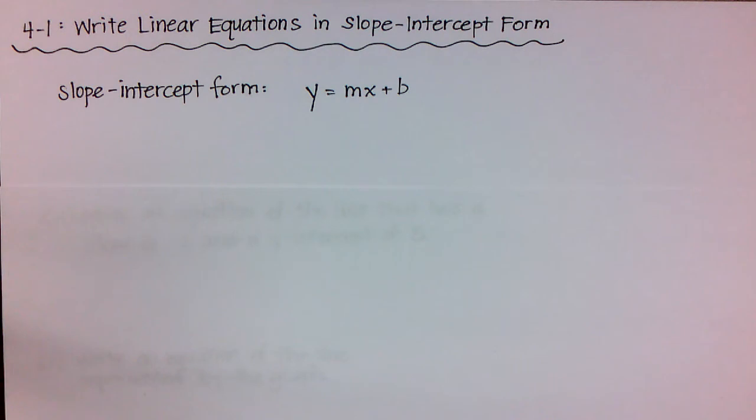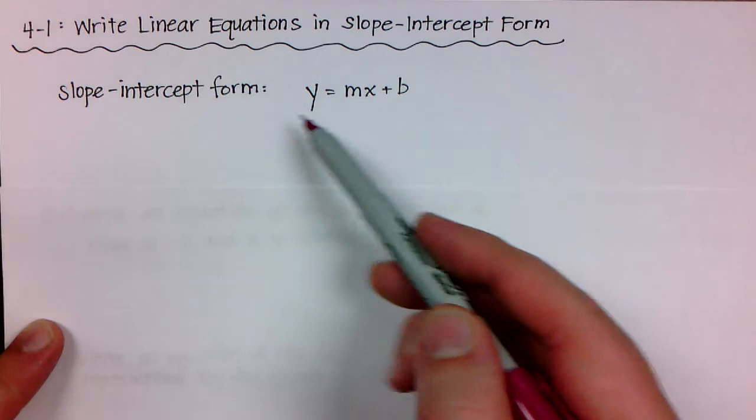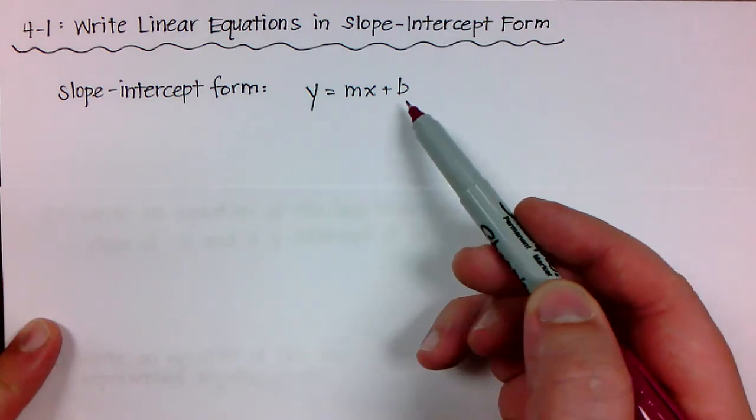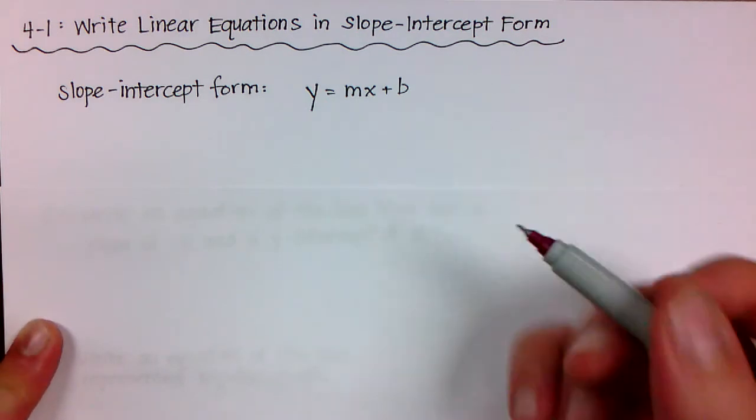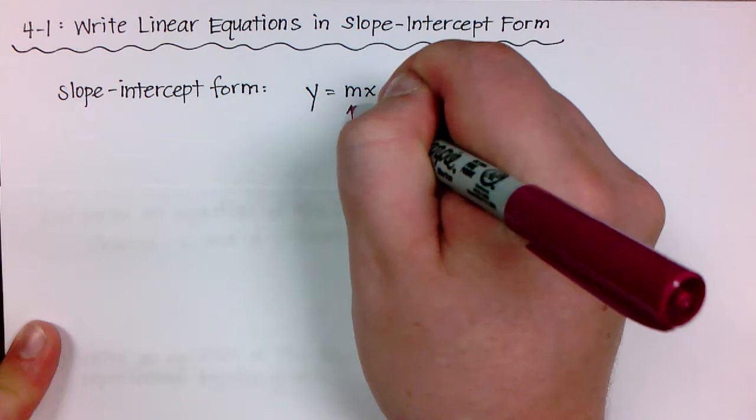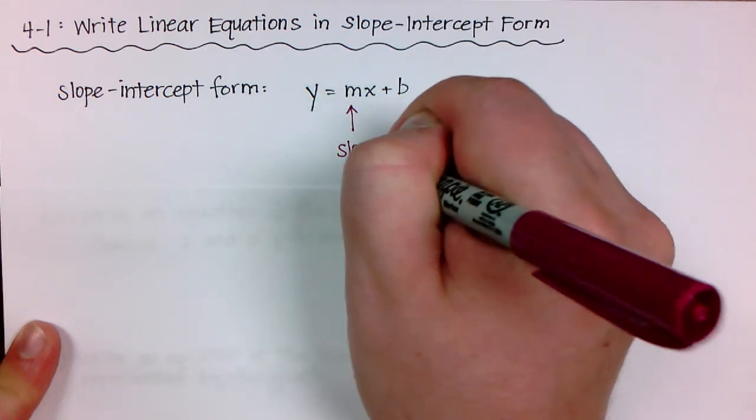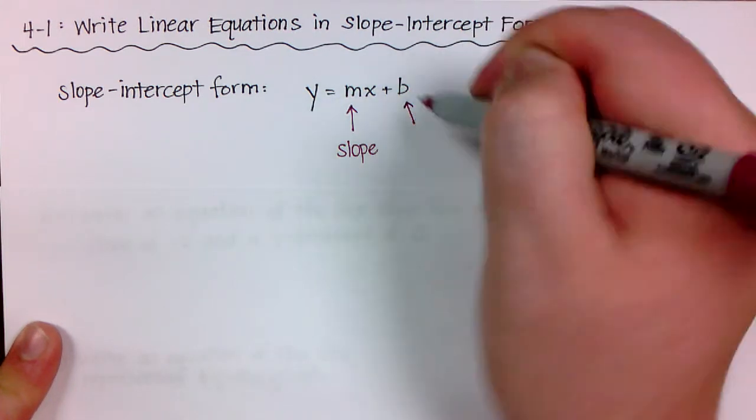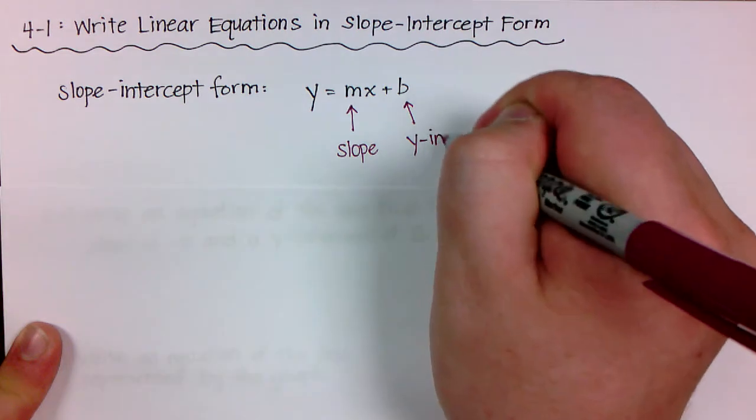Hello class, this is lesson 4-1, so we're starting chapter 4 in our textbook, and it's all about how to write linear equations in slope-intercept form. This is a form that we dealt with already last chapter, and so now when we're looking at the slope-intercept form, y equals mx plus b, if you're asked to write an equation, you only need two things. You need to find the slope, and all you need is the y-intercept.